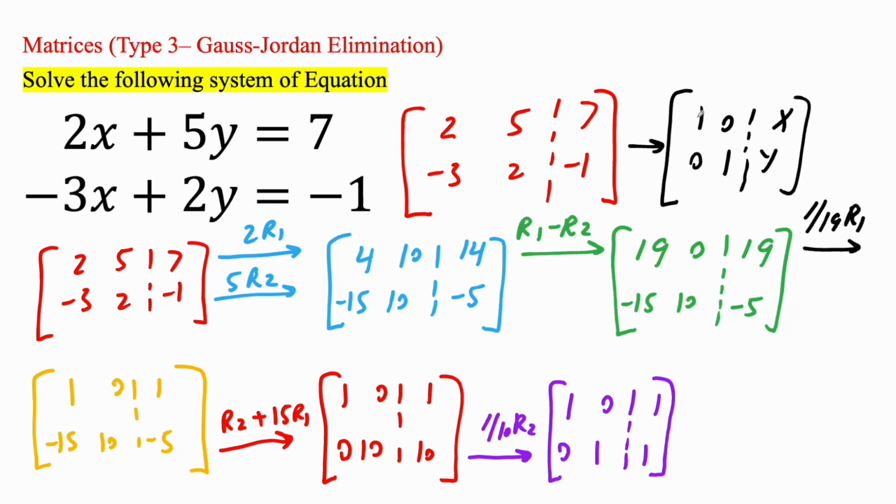So once we achieve this, 1, 0, 0, 1, we know x is going to be this first piece. So x is going to be 1 because of this, and y is also going to be 1 because of this. So now we know x is equal to 1 and y is equal to 1. But it's always a good idea to check. 2 times 1 is 2, 5 times 1 is 5, 2 plus 5 is 7. Likewise, -3 times 1 is -3, 2 times 1 is 2, -3 plus 2 is -1. And so it's a match. And if you want more practice, check out the description box.